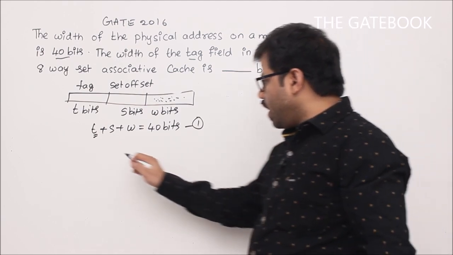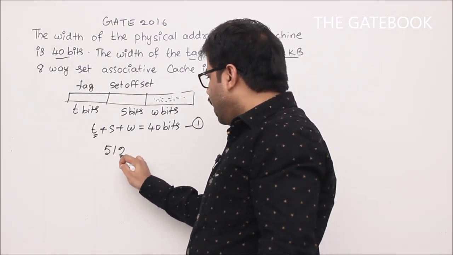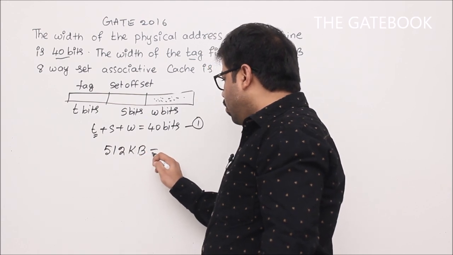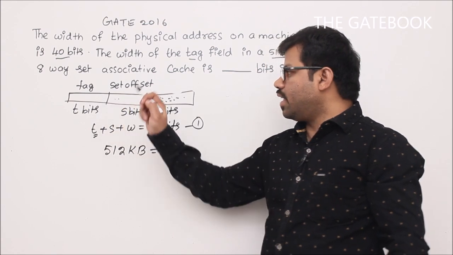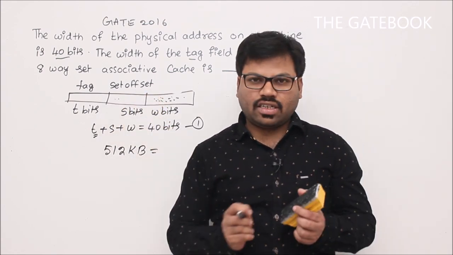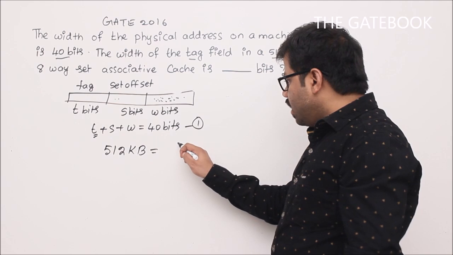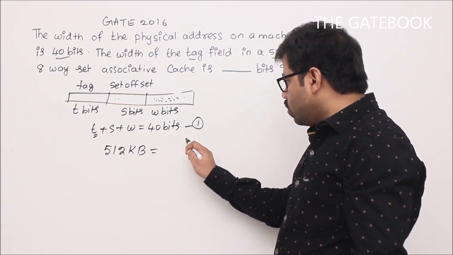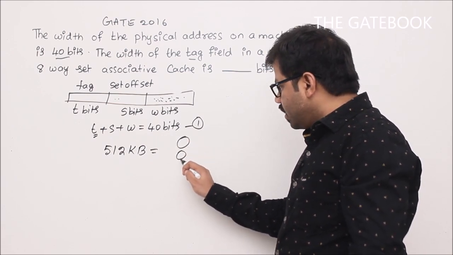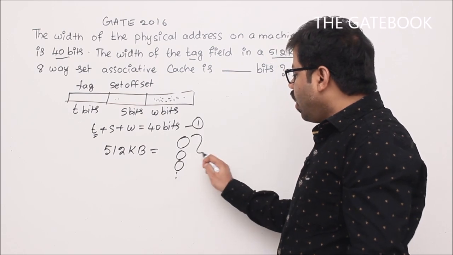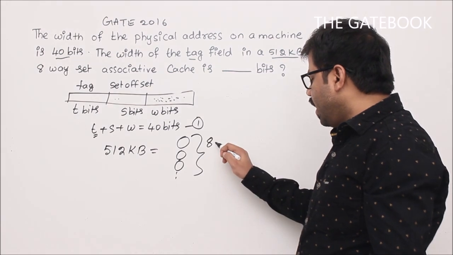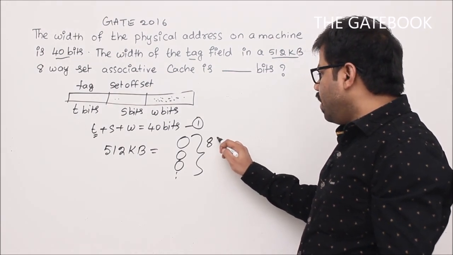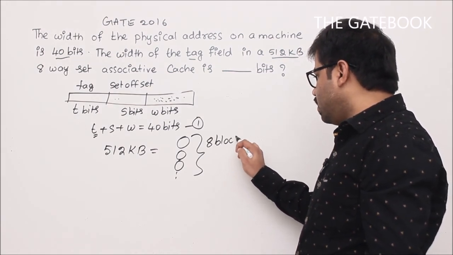Cache size is 512 KB. So 512 KB is the cache size, but we can recalculate cache size with these parameters, set, offset and everything. You tell me what is the cache structure. We have in a cache some sets, correct? Because it is set associative mapping, we have some sets, right? In a set, how many blocks we have? It is an 8-way set associative mapping. In an 8-way set associative mapping, you will be having 8 blocks in a set.